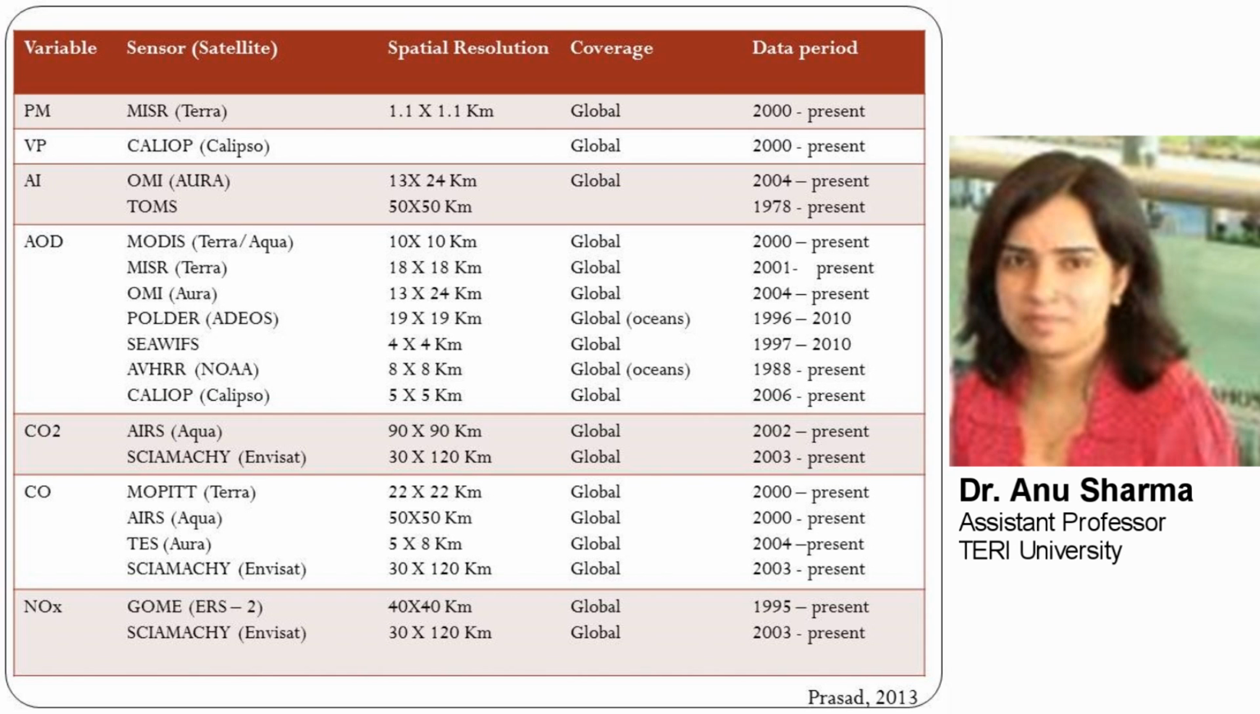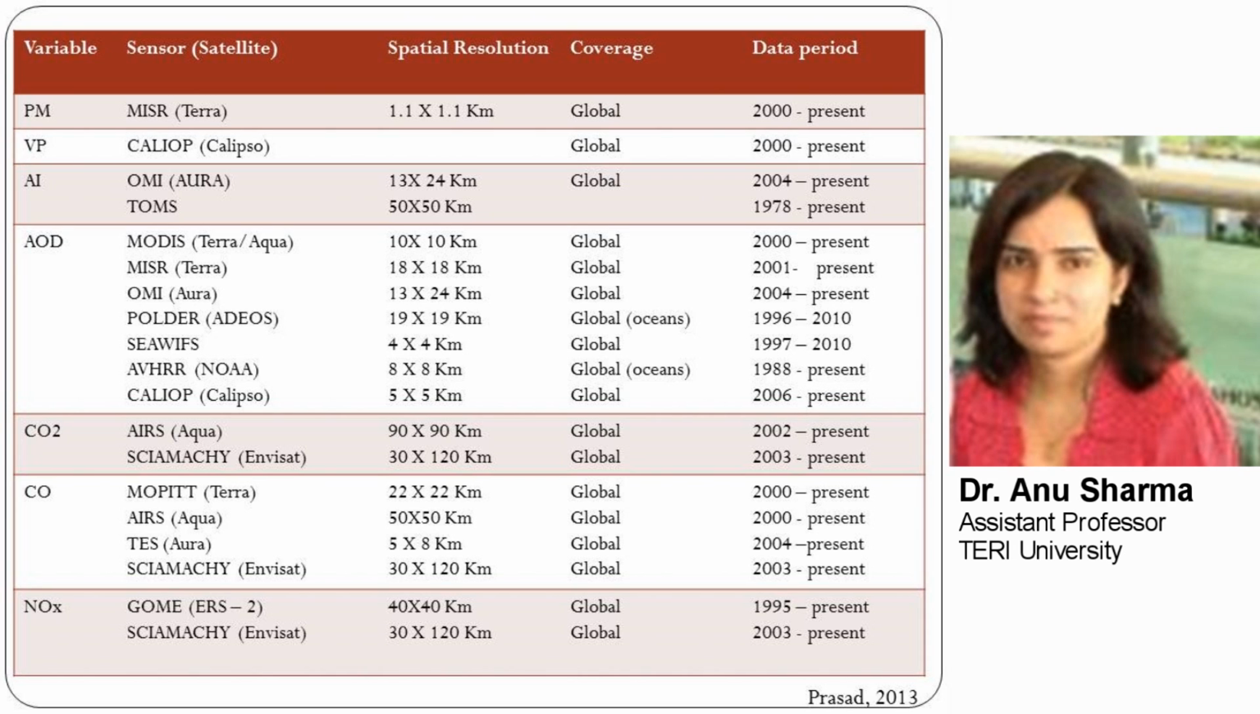So there are at least more than 10 sensors available that give us various variables, right? If you see the first point, the variable is PM, that stands for particulate matter. Particulate matter is very important when I talk about human health. There are people who study climate change and human health. So if I want information about it, there is the MISR sensor, the multi-angle imaging spectroradiometer, on board the Terra satellite.